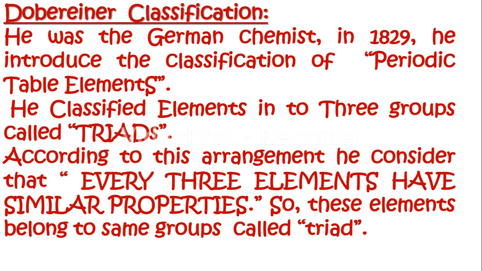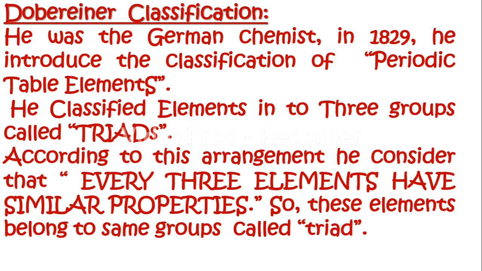The next scientist was Dobereiner. In 1829, Dobereiner made a great contribution; he was a German chemist. He introduced the elements in proper groups, and each group has three elements, and the properties of these three elements are closely related to one another. On the basis of this, he called the group triads, meaning three elements are arranged in a group according to their properties.